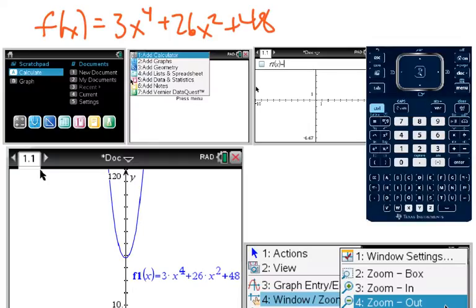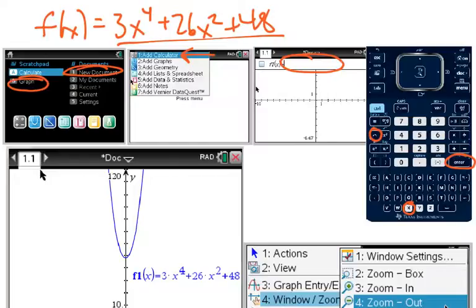And I'm going to go to an empty page now. So, we've got f of x equals 3x to the 4th plus 26x squared plus 48. So remember, in the calculator, you can either go to graph or to new document. I prefer new document. You can start by adding a calculator. Then you type in your equation right there, right? And then hit enter. Okay, if you need any powers, you use that to make the powers.